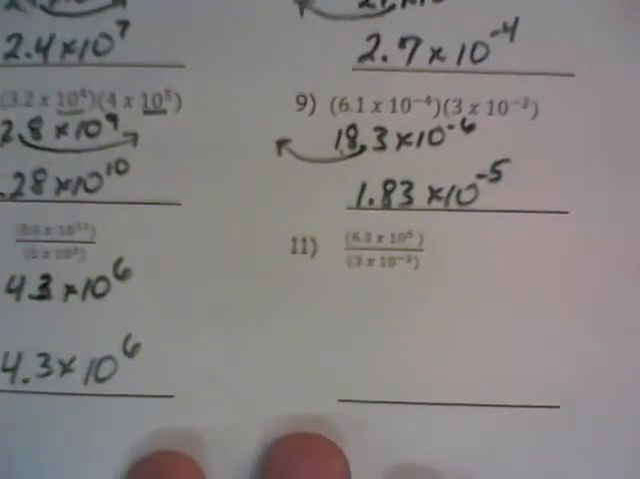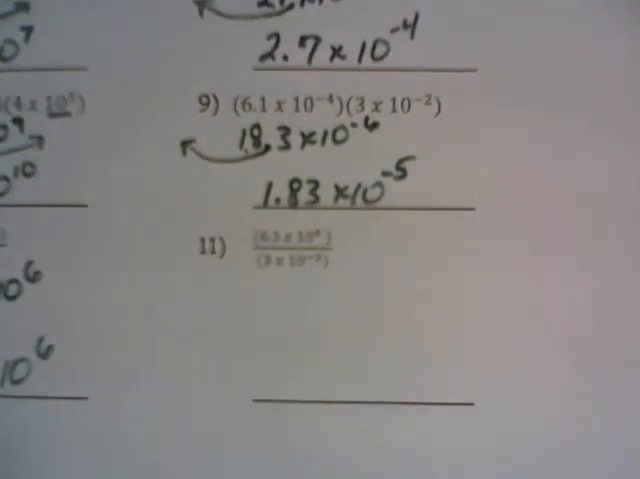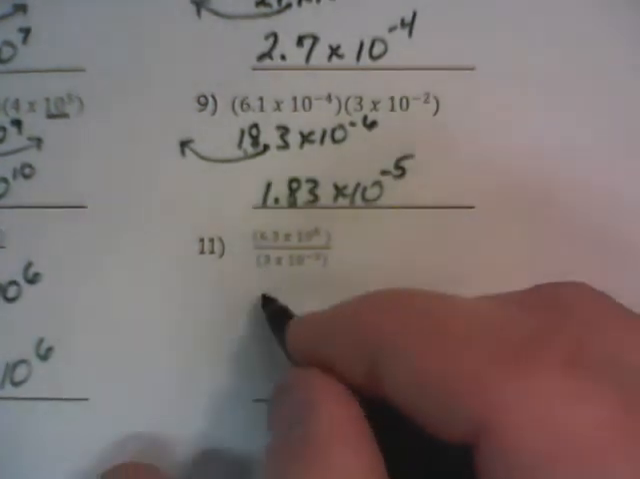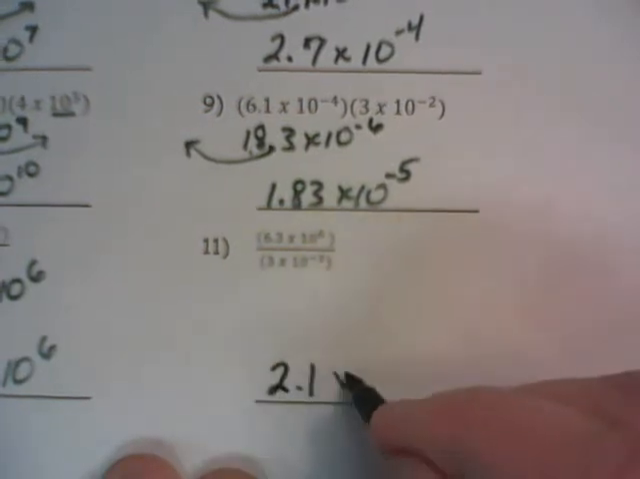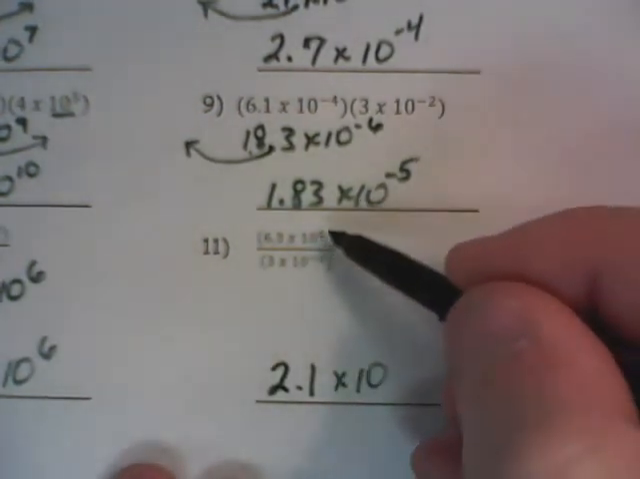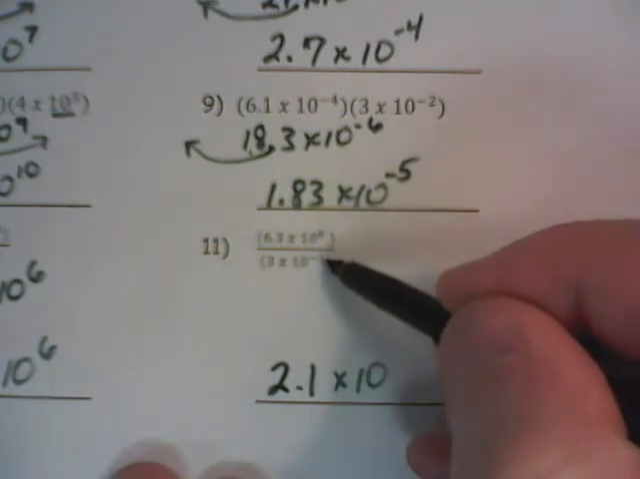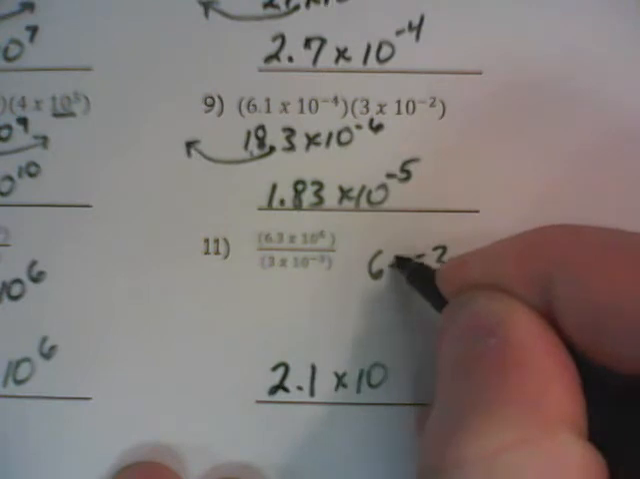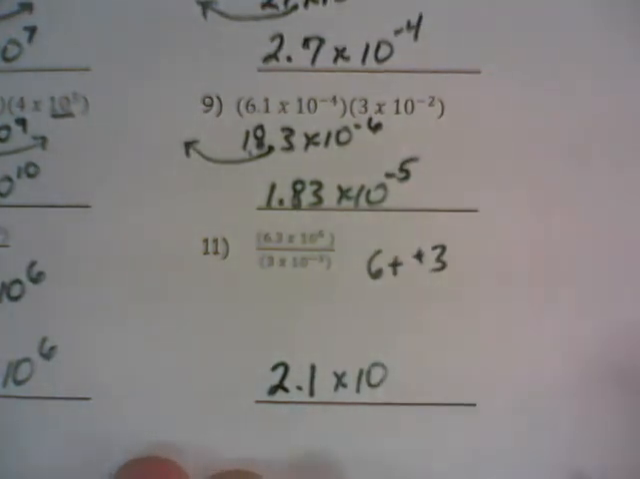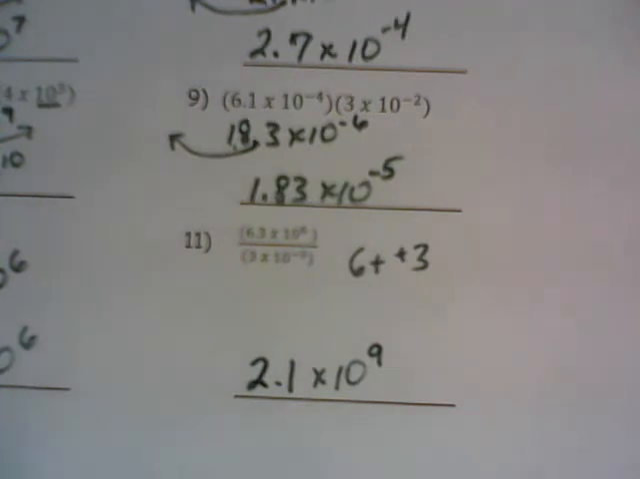If we move on and look at number 11, same idea as in number 10, only 6.3 divided by 3 is 2.1. So we're going to have 2.1 times 10, and then we're going to take the 6 minus the negative 3. 6 minus a negative 3 is the same thing as 6 plus a positive 3, which is to the 9th power. And that is in scientific notation. So number 11 is 2.1 times 10 to the 9th.